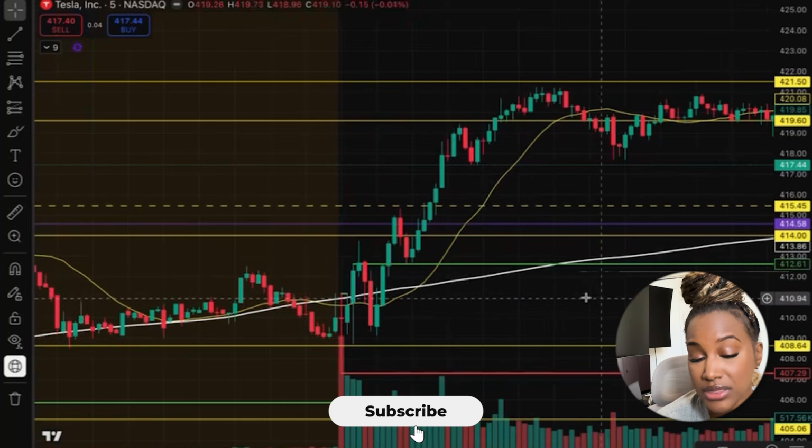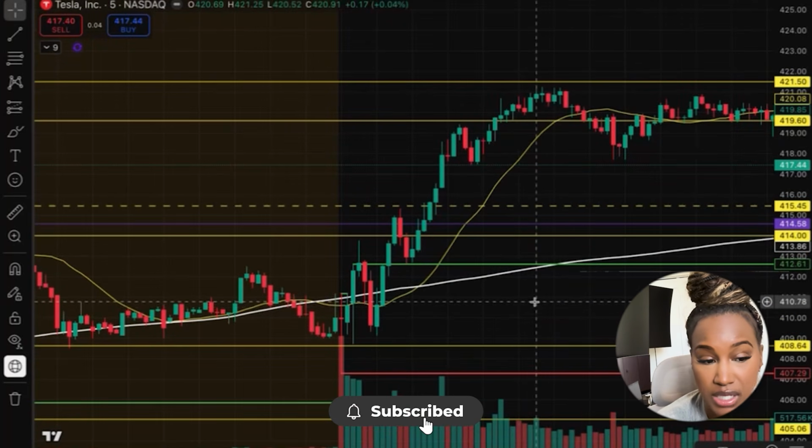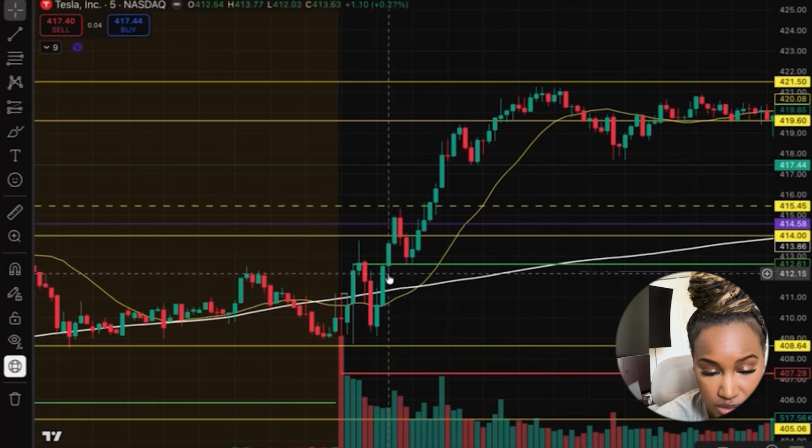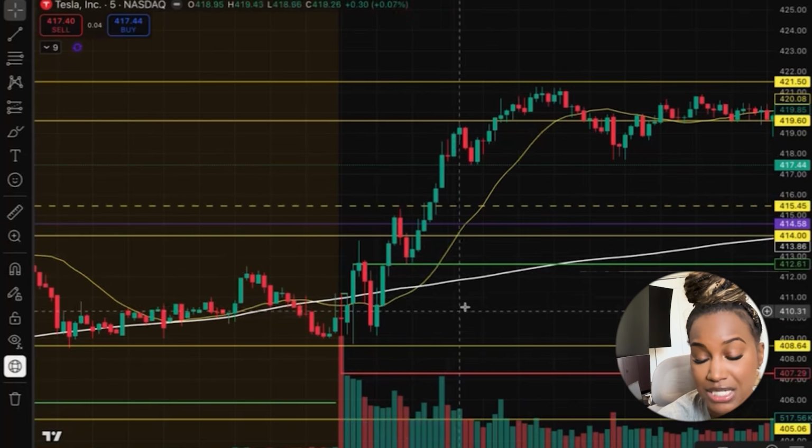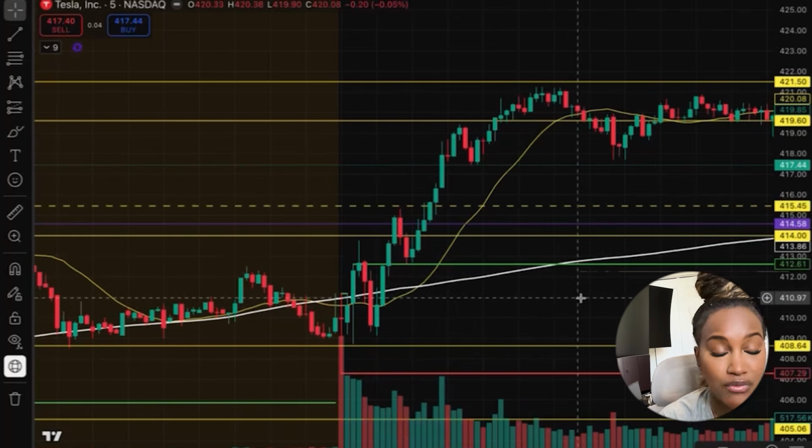Cool. Now, with the ORB range, I get this question often. Is this only for the first 15 minutes? Do you only use these levels, this green line, which is the high and the low, for the first 15 minutes? No, you're able to use this level, and you should use this level throughout the entire trading day. It is a very, very strong level.